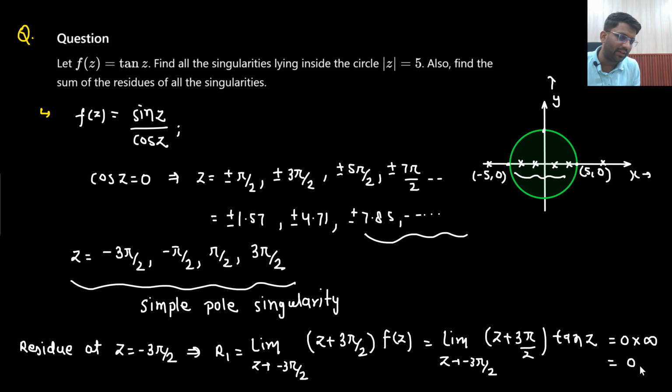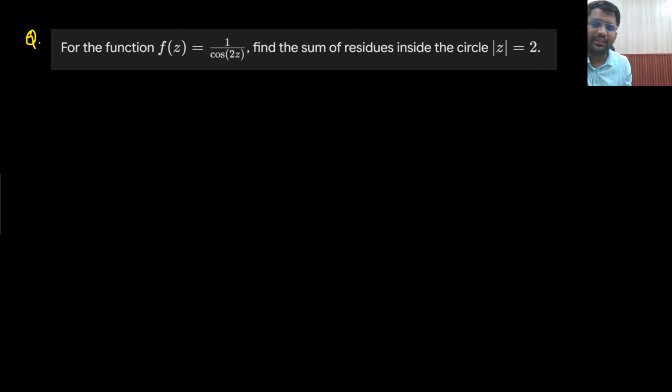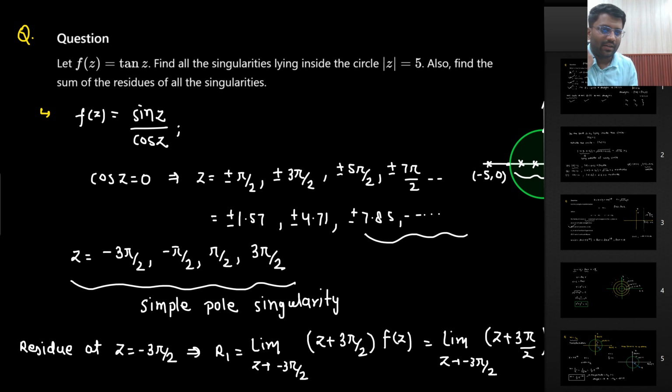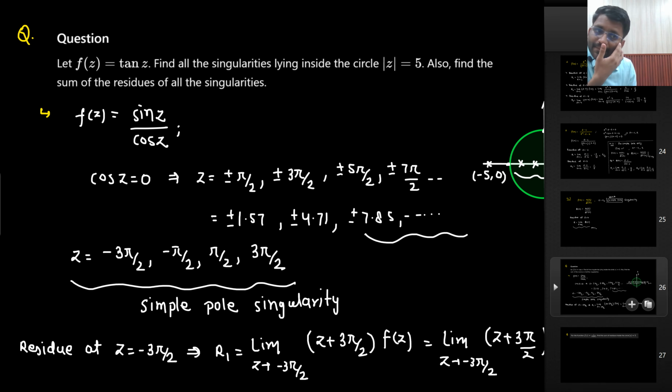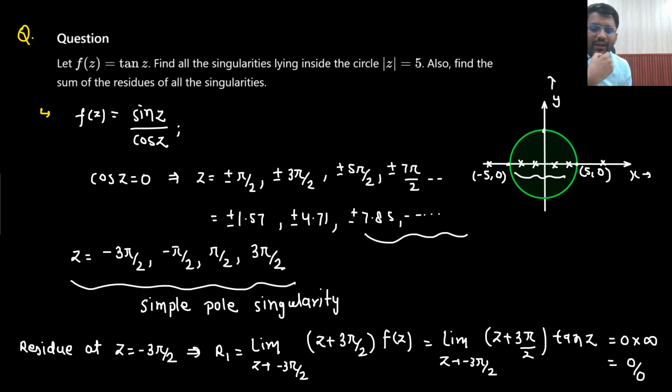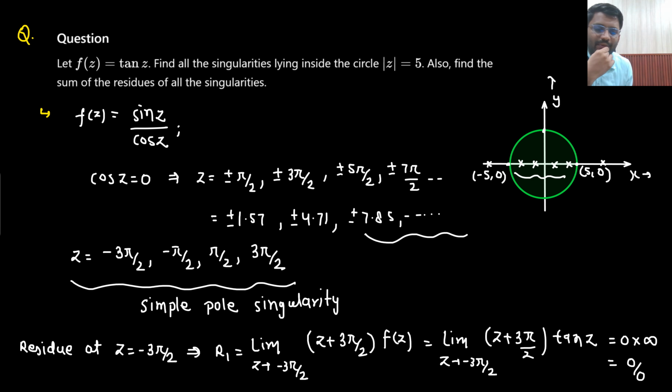What I will do, I will convert it into 0 by 0 form. How will I convert? I will take this factor downward. I will solve it in this manner. I will have to add a page. What we are finding, residue, so r1 will be the limit z tending to minus 3 pi by 2, tan z divided by 1 by z plus 3 pi by 2.